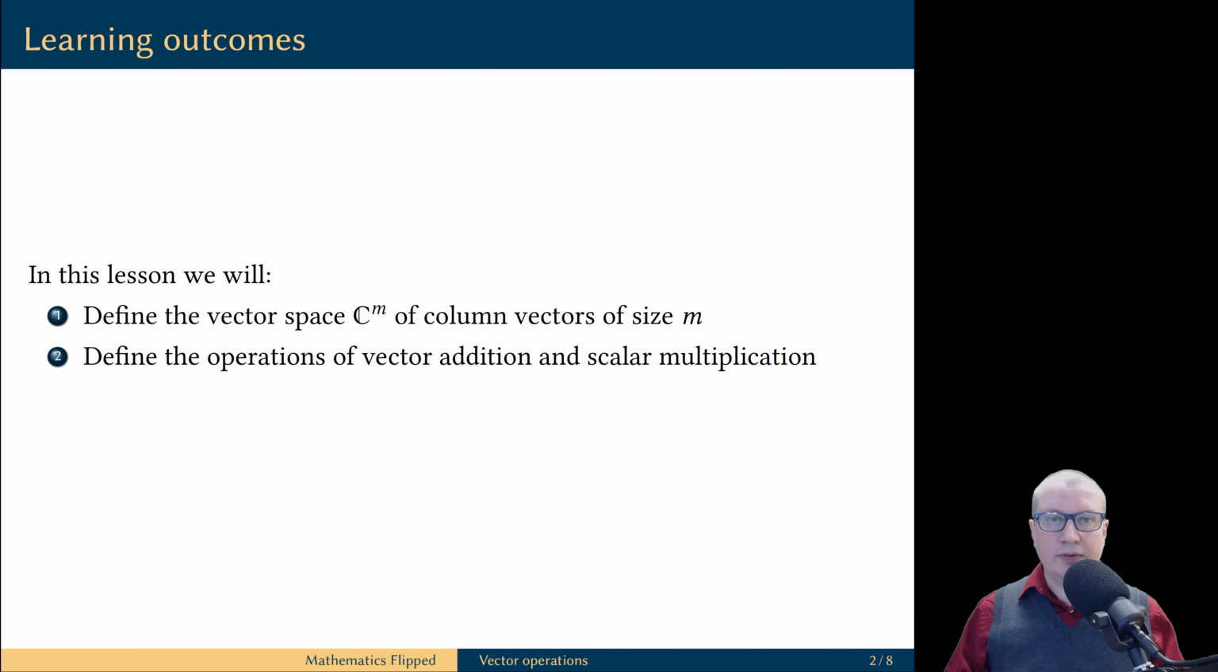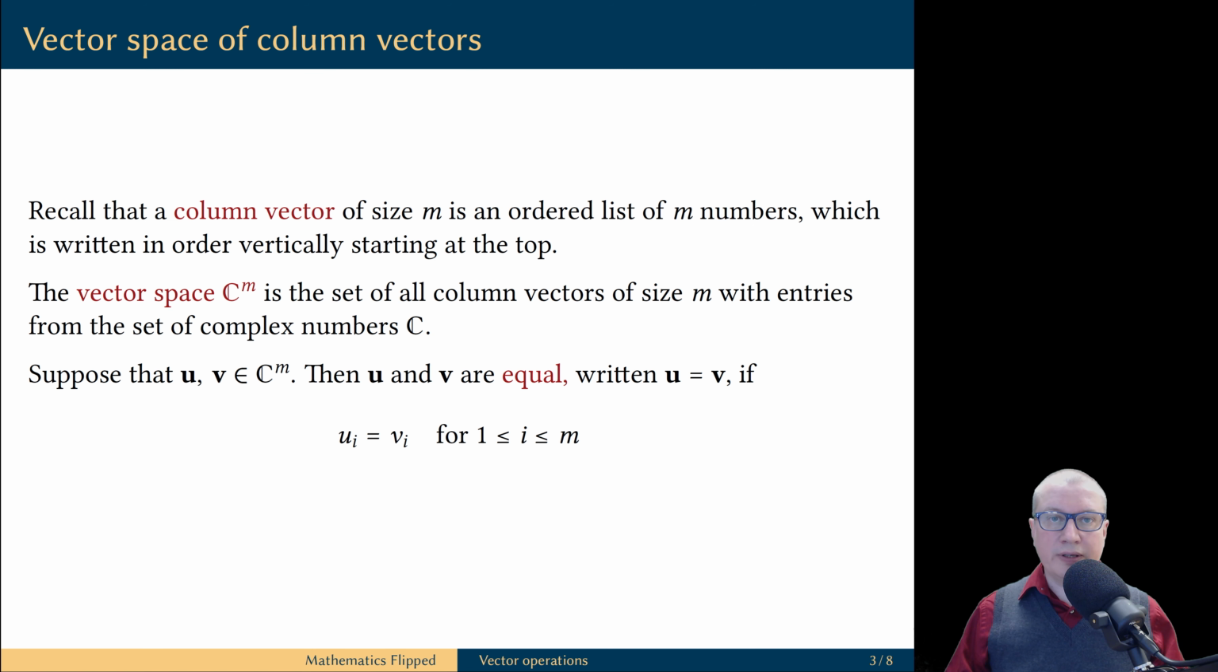In this lesson we will define a vector space of column vectors of fixed size, and we will define two operations, the operations of vector addition and scalar multiplication. Let's get started. Let's recall that a column vector of size m is an ordered list of m numbers which is written vertically from top to bottom.